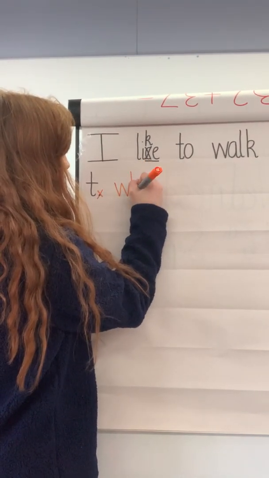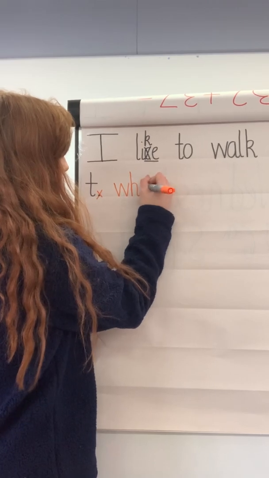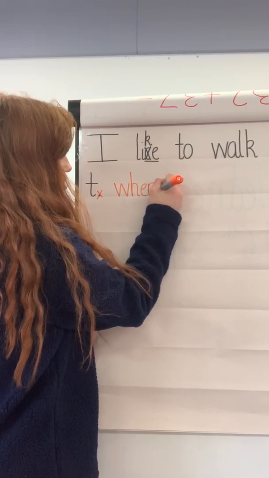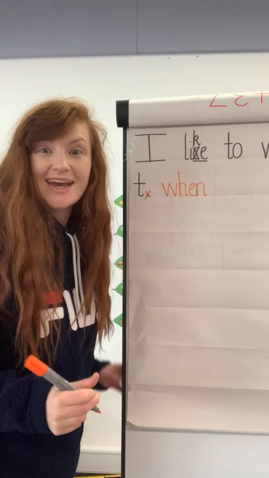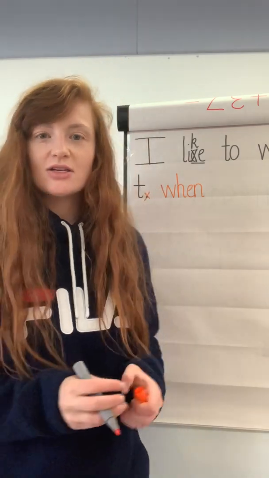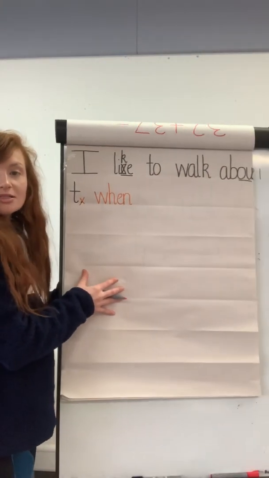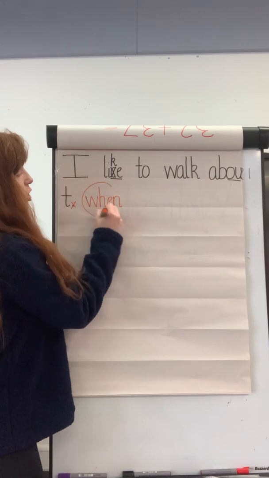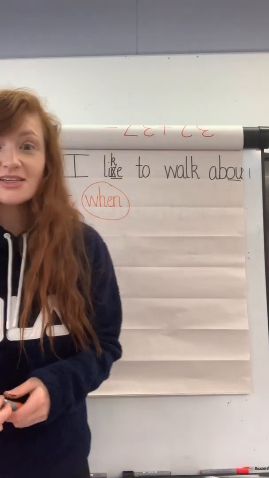I like to walk about when I don't feel too tired. I like to walk about when it is snowy and icy because I could skid over, and that's quite fun. So think about how you can extend my sentence, I like to walk about, using the conjunction when. And tell me, when do you like walking about?